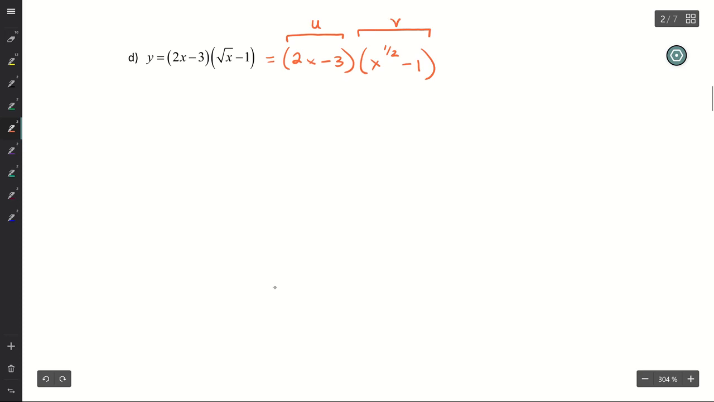And so now let's go find the derivative. So y prime equals, it'll be the first times the derivative of the second, and then plus the second times the derivative of the first. So on this one, the first is 2x minus 3. The derivative of the second, we would say take that 1/2 and multiply it to the front.